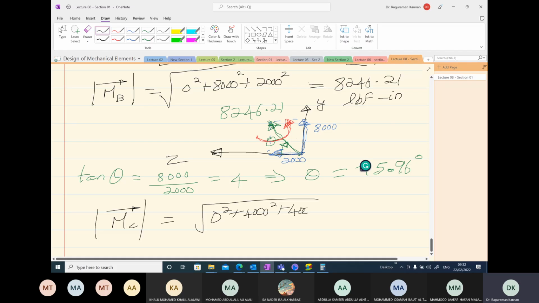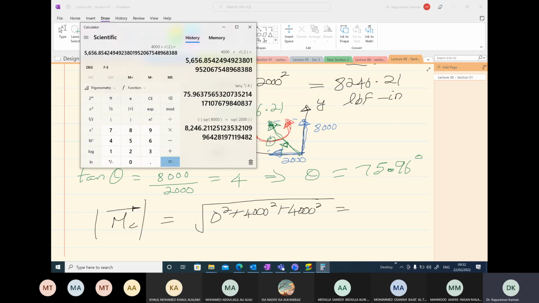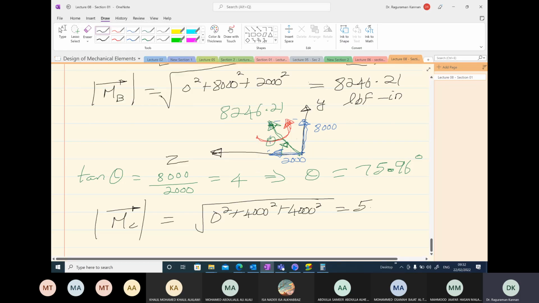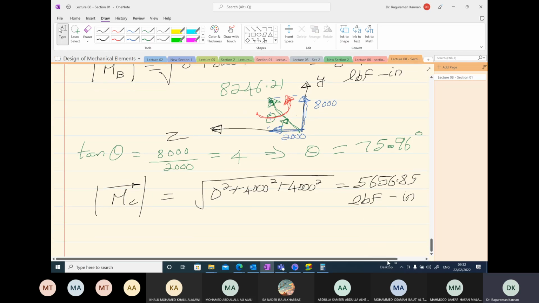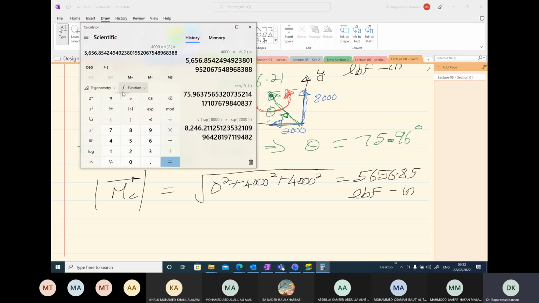(4,000 squared plus 4,000 squared) gives me the value 5656.85 pound-force inches. So this is the lesser value. In a similar way, we can also figure out the theta value. Theta is obviously tan inverse of 1 because 4000 and 4000 are equal. Let me cancel here and put the value 1. It becomes 45.